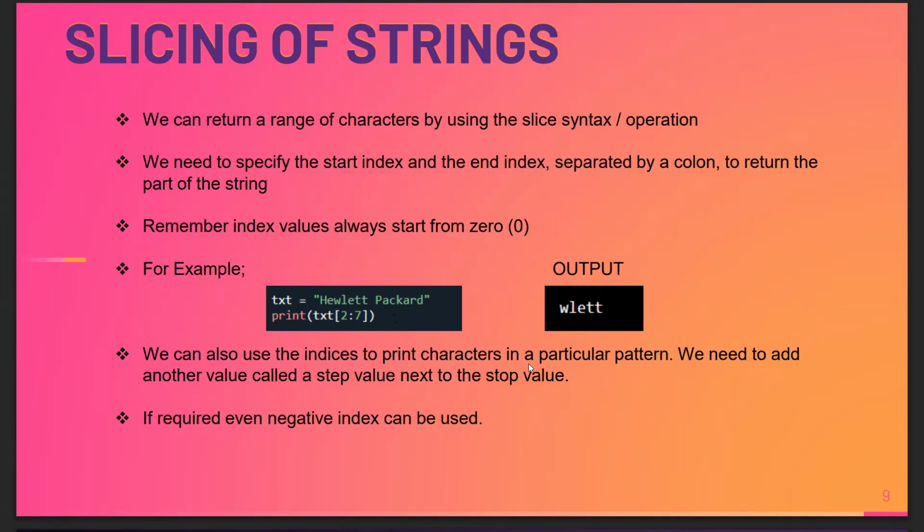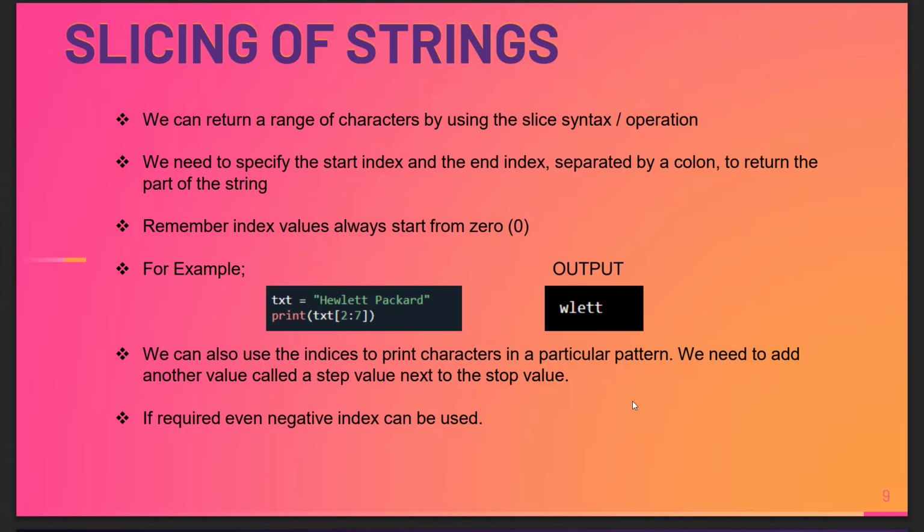We can also use the indices to print characters in a particular pattern. You can use this index concept if you want to print any characters in a particular pattern. So if you want to print some strings in such a pattern, you can use these indices. We need to add another value called the step value next to the stop value. So how do we do that? To print the characters as a pattern, you need to give the step value.